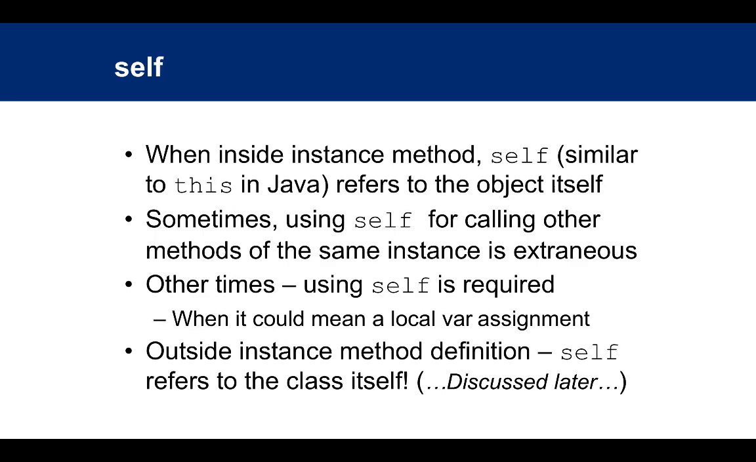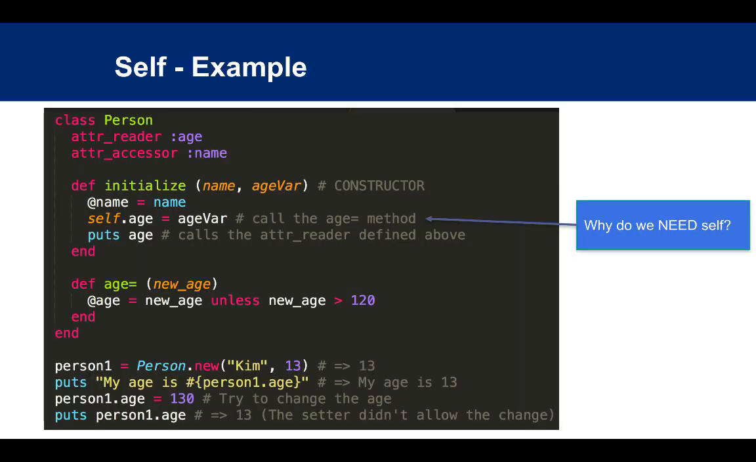Now, before we look at that example, I want to discuss self. Self is very similar to this in Java if you've used this in Java. It basically refers to the object itself. Now, sometimes using self for calling other methods of the same instance is extraneous, but other times it's absolutely necessary. And we'll see an example in a minute which will make this clear. Outside instance method definition, self refers to the class itself, which we'll discuss in a few slides from now. So let's see an example.